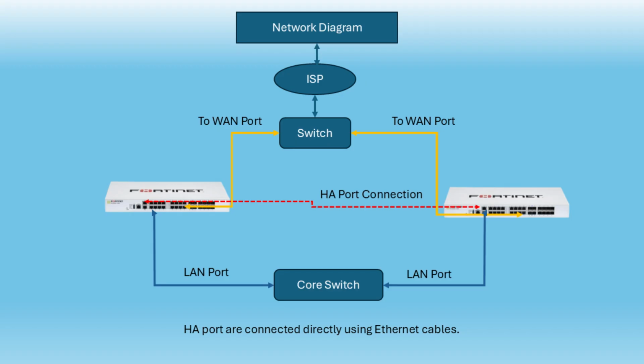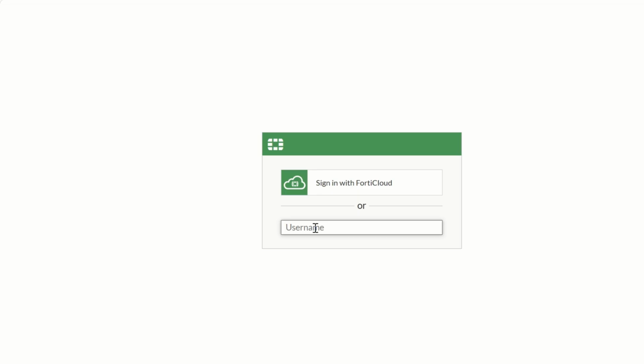You have to connect an Ethernet cable directly to the HA port of both firewalls, because it will be used for the synchronization of the firewalls. You should use the LAN cable directly to your core switch. If you are using port 1 for the LAN in the primary firewall, then use port 1 in the second, meaning the connection should be the same for both firewalls. Now let's start on the screen.